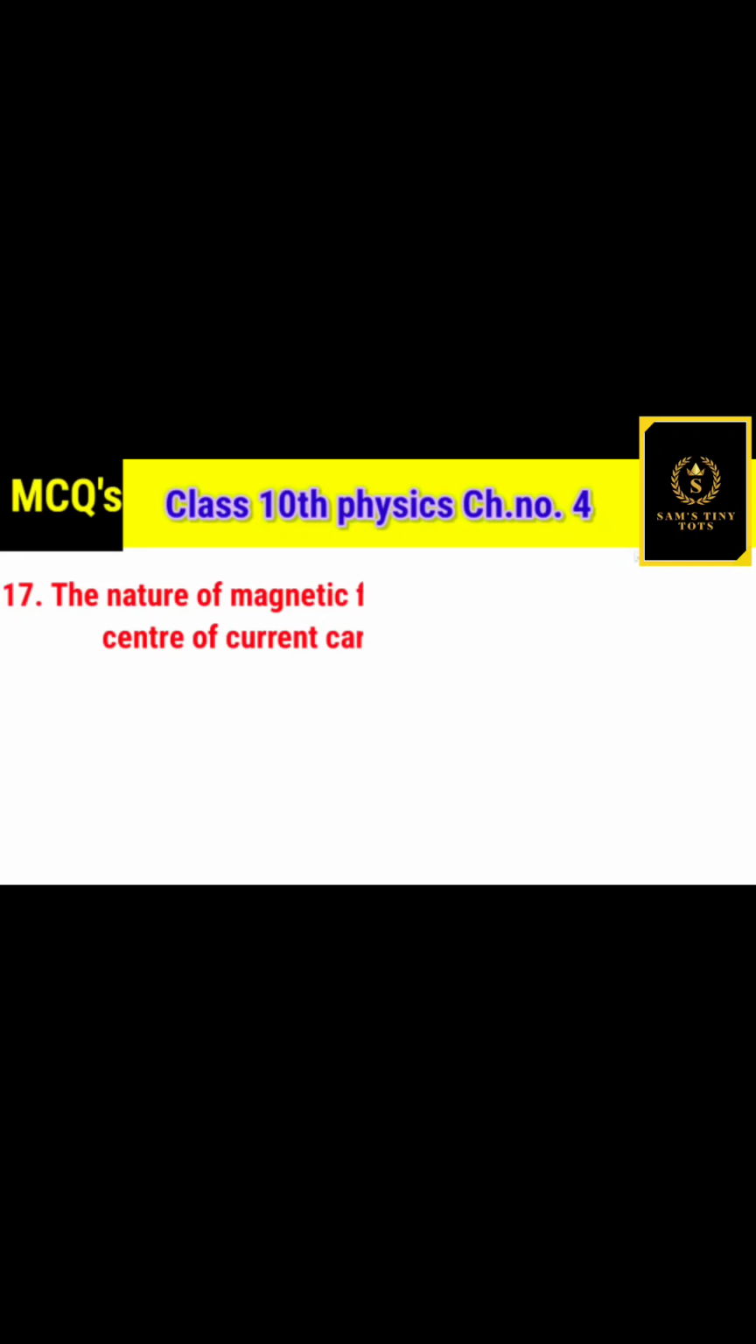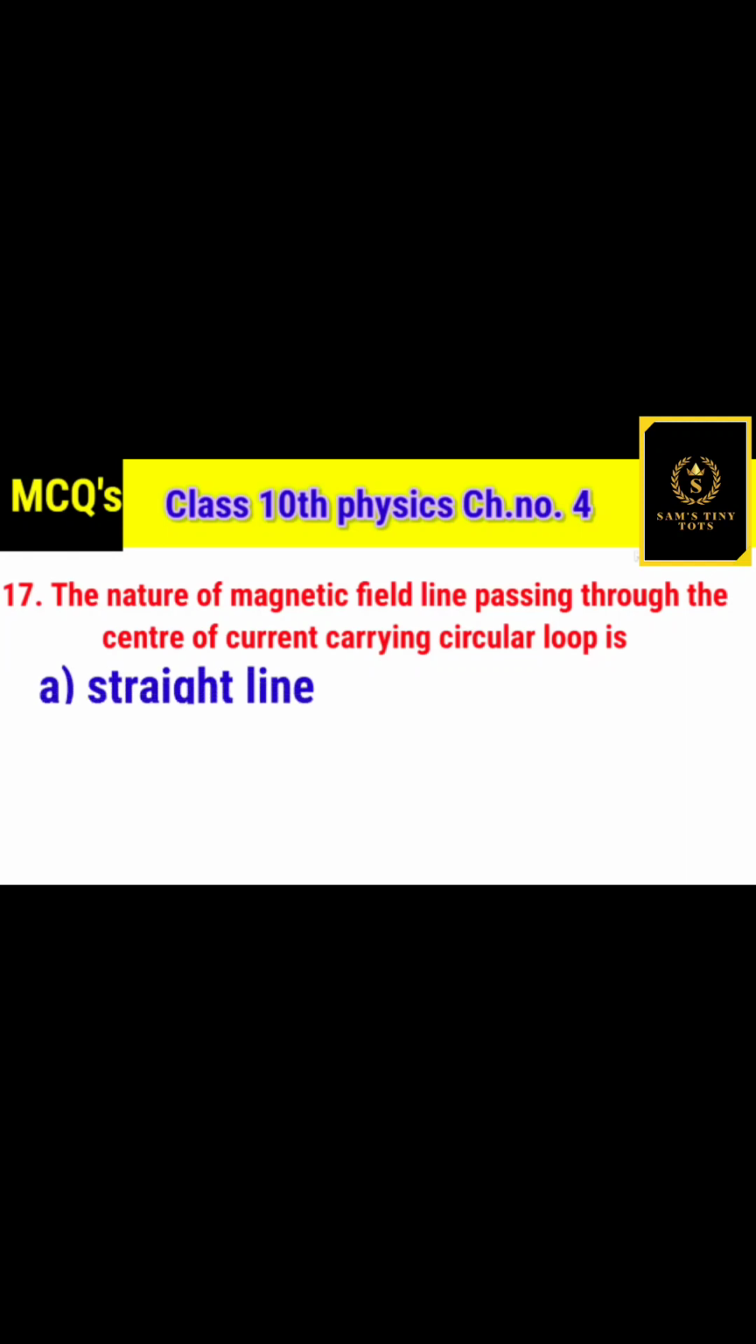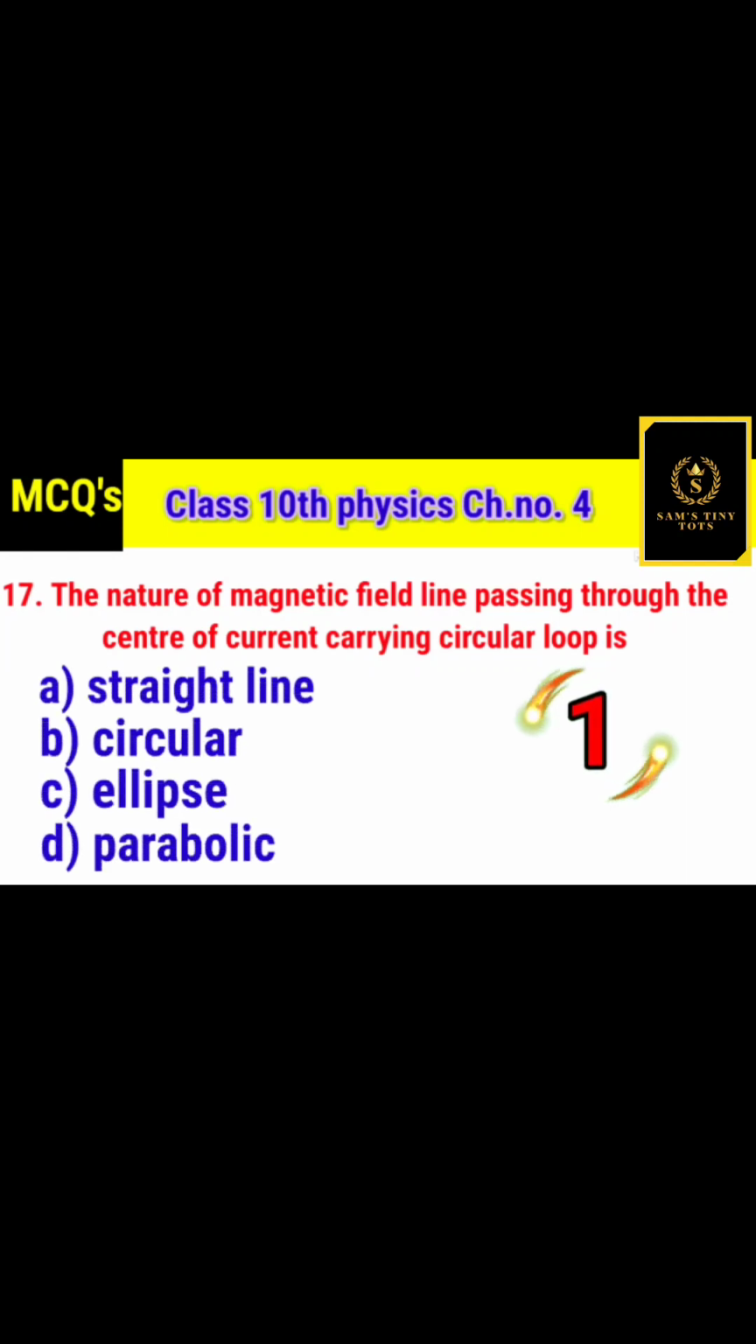17. The nature of magnetic field line passing through the center of current carrying circular loop is option A, straight line. Option B, circular. Option C, ellipse. And option D, parabolic. And the correct option is option B, circular.